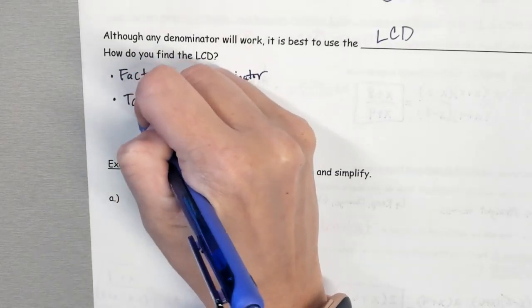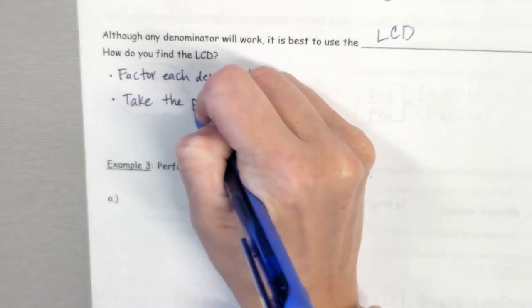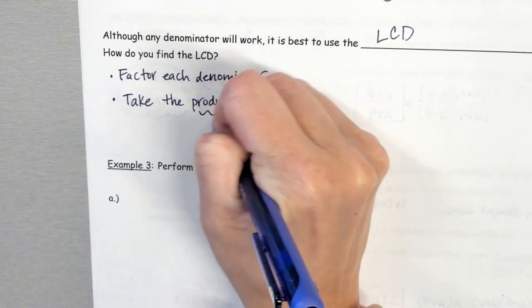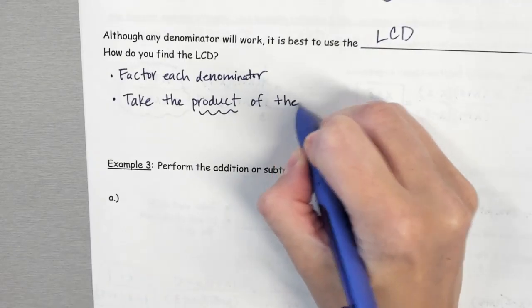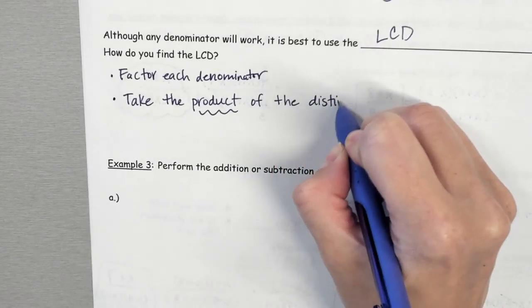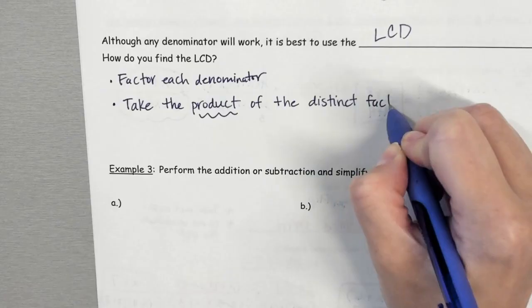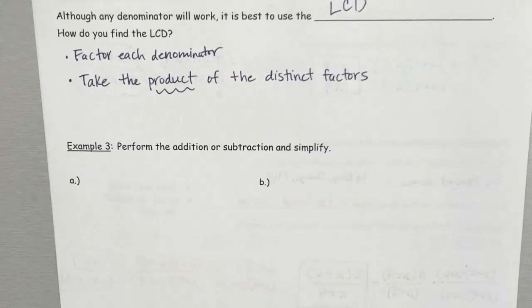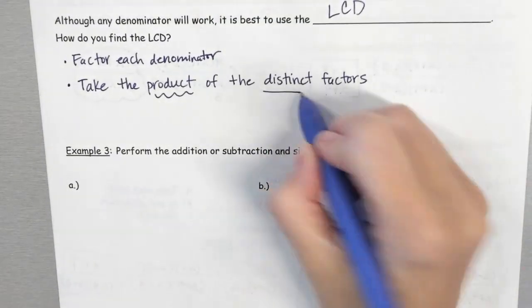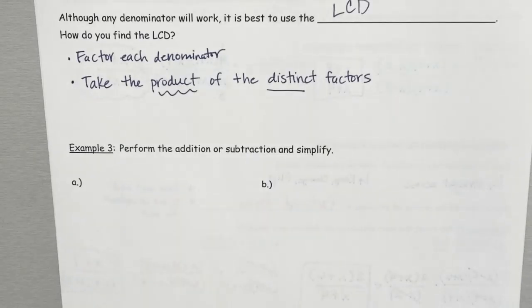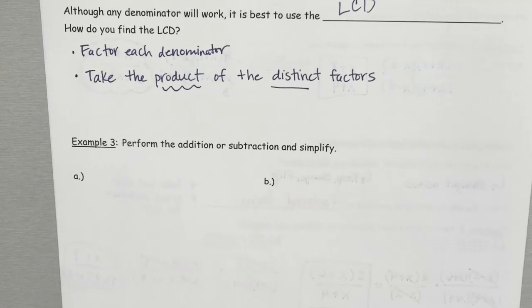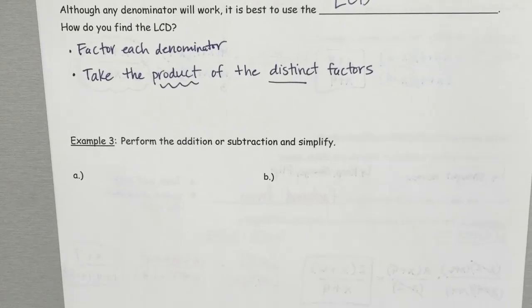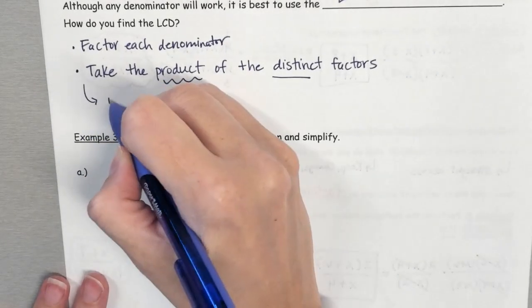And then you take the product. So product means you multiply. So take the product of the distinct factors. Take the product of the distinct factors. Okay, the distinct means that you are not going to repeat anything. Okay, so it has to be distinct, and then you have to use the highest power.